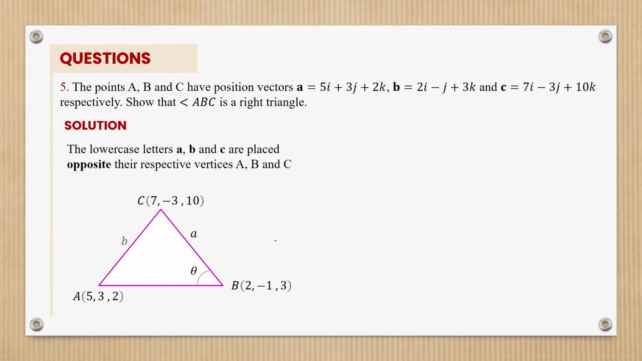So we're going to place the vectors a, b, and c. So we place a opposite the vertex capital A. Then we're going to place this small b opposite the vertex B. Then we're also going to place a small c opposite the vertex capital C. As you can see, this is actually very basic. If we know that the vector a is 5i plus 3j plus 2k, it basically means that the coordinates at capital A are 5, 3, 2. So it's actually straightforward.